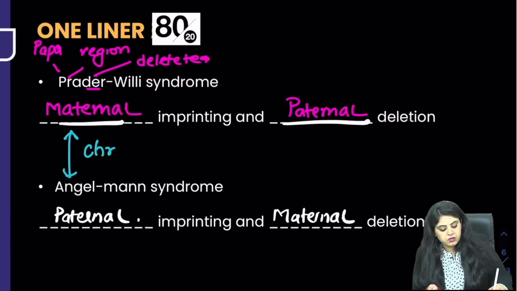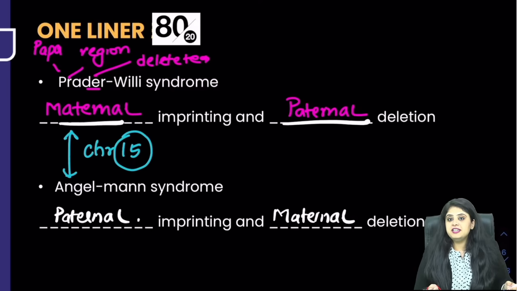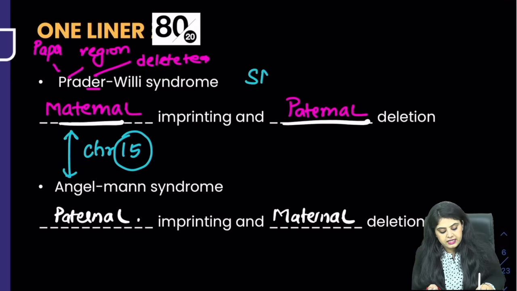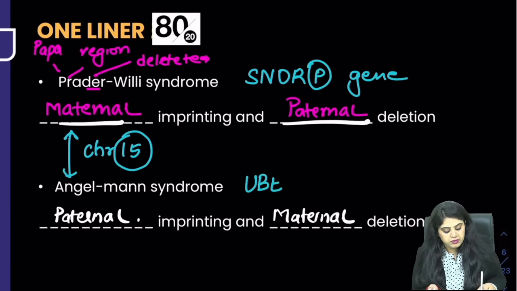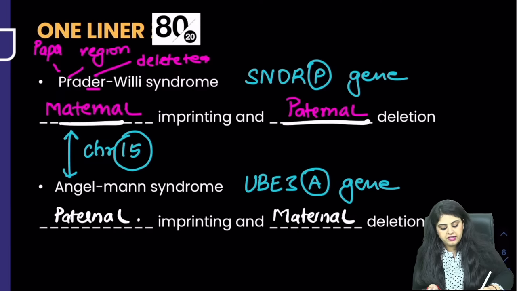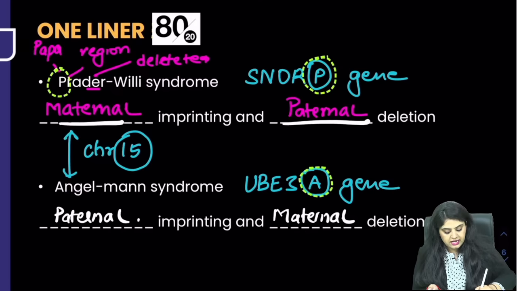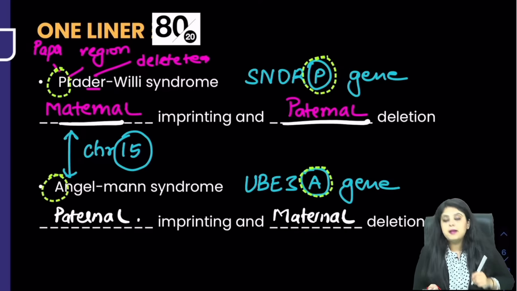In both of them, the chromosome involved is gonna be 15, but the gene is different, guys. What is the gene? For Prader-Willi, it is the SNORP gene. And for Angelman, it is the UBE3A gene. Look at the last alphabets. SNORP is ending with P. Prader-Willi is beginning with P. UBE3A is ending with A, and Angelman is beginning with A.